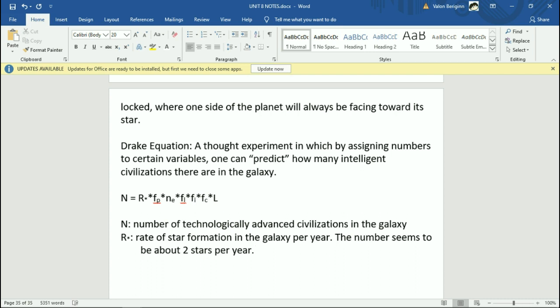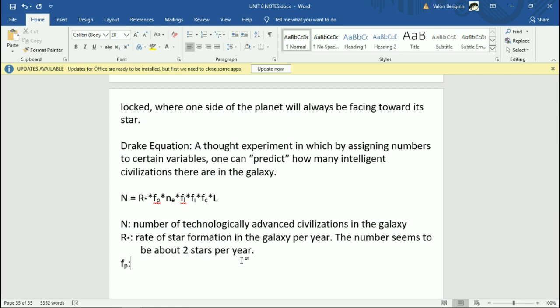Now, granted, this is not constant. As the universe and the galaxy ages, that number will go down, and eventually it will be 0. But that's within a trillion years, so we don't really have to worry about it right now. But as of right now, I think it's about 2.